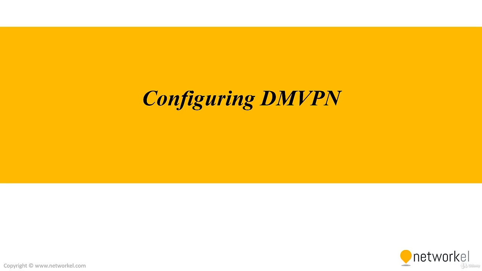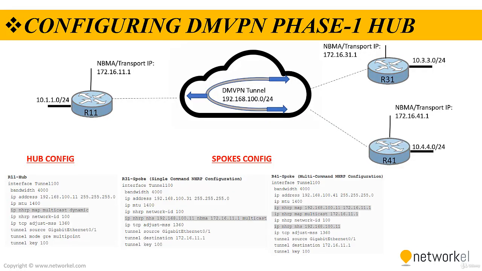In our next section, we will have a look at how to configure a DMVPN. So this example on the screen is showing a topology used to explain DMVPN configuration and functions. We have router 11, which is the DMVPN hub, and we have router 31 as a DMVPN spoke, and router 41 that is the DMVPN spoke.